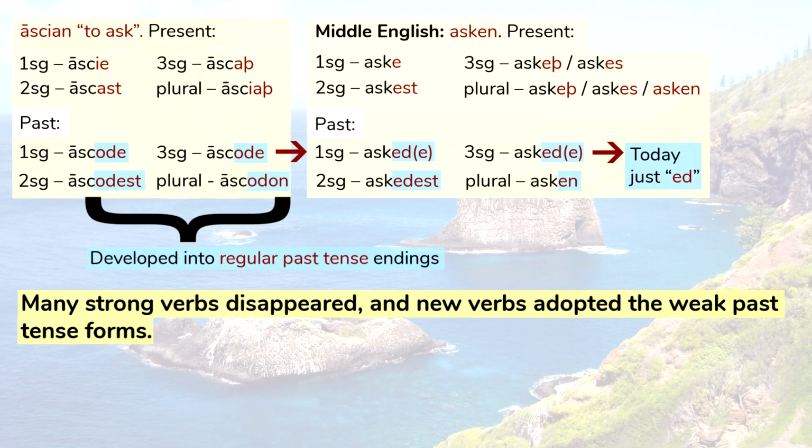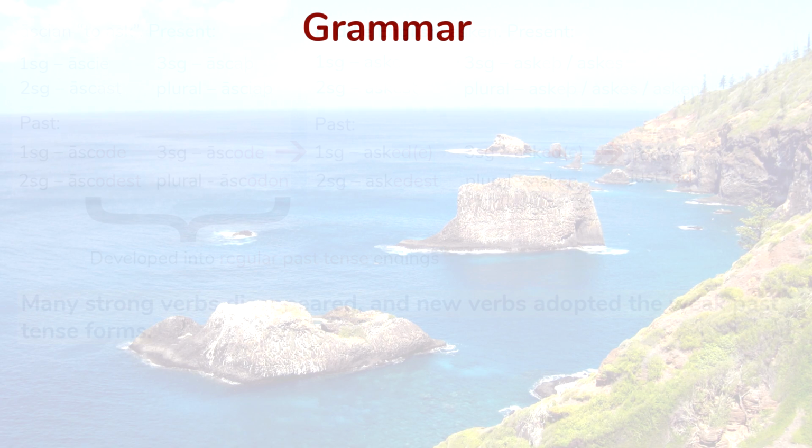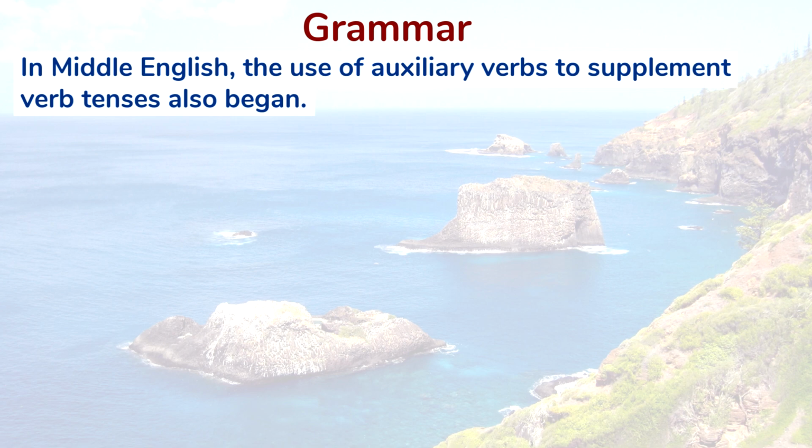Many strong verbs disappeared, and new verbs adopted the weak past tense forms. This is another example of how English became simplified and regularized. In Middle English, the use of auxiliary verbs to supplement verb tenses also began.